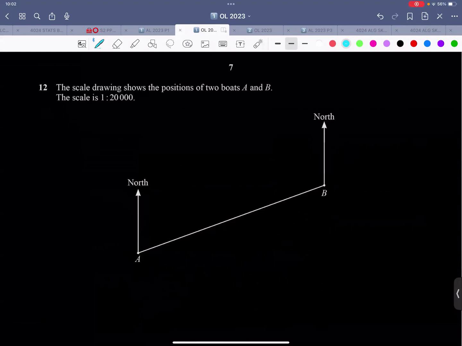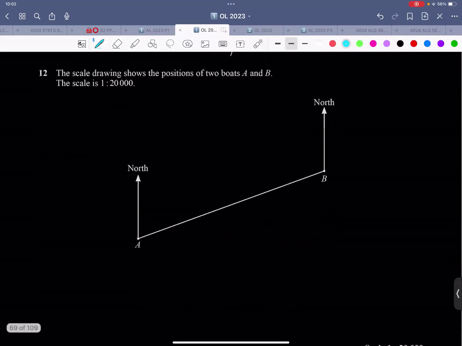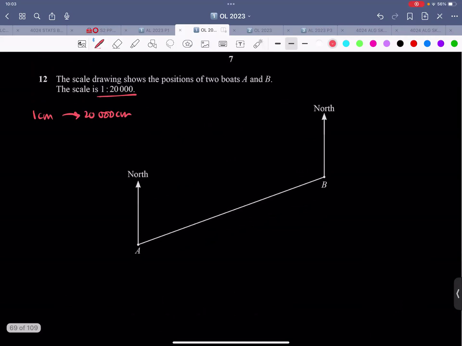Question number 12. Over here, I have this limitation of not being able to use some kind of geometrical instruments on the iPad. So now it says the scale diagram shows the position of two boats. The scale is 1 is to 20,000. What does it mean? If it's 1 centimeter, it will become 20,000 centimeters. And so on. It is like increasing 20,000 times. Find the actual distance of boat A from boat B in kilometers.